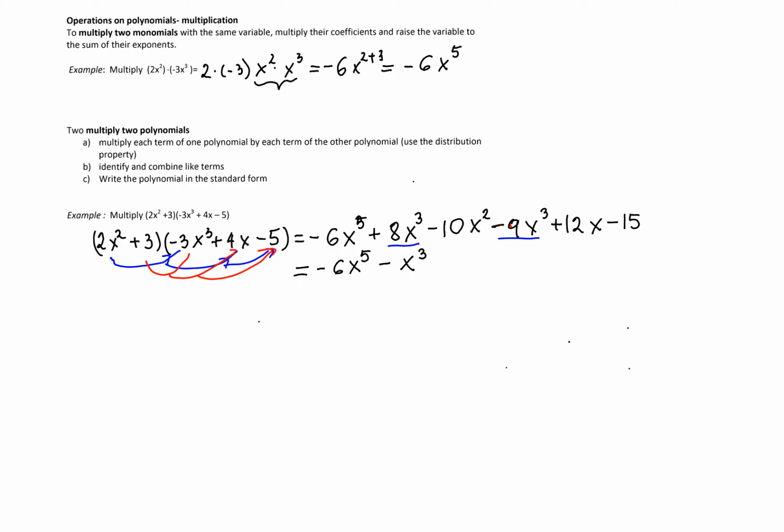The next term will have x squared, and there is only one term, so we'll just rewrite it. And the next term will have x, and there is only one, 12x, and then a number again, only one, negative 15. This is the product of those two polynomials.